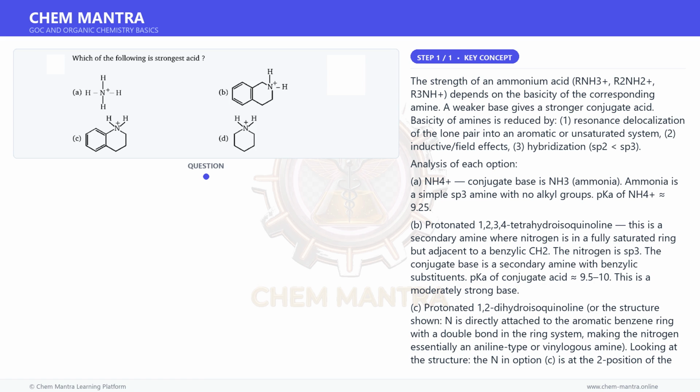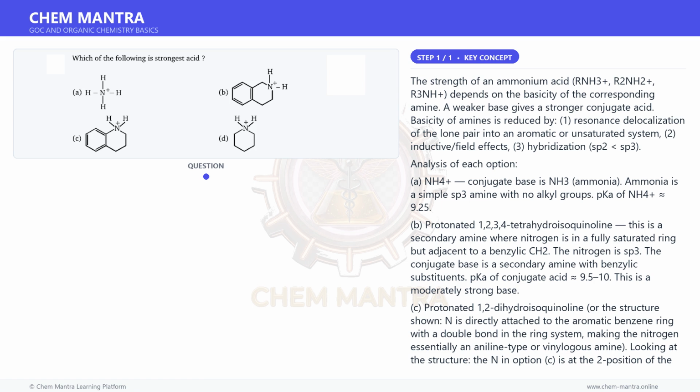The conjugate base amine is very weakly basic, like an aniline derivative, pKa of conjugate acid 5 or lower. This makes the conjugate acid, C, the strongest acid among the options. D. Protonated piperidine. Piperidine is a secondary aliphatic amine, one of the most basic amines. pKa of piperidinium is 11.1. This is the weakest acid in the series. Ranking of acid strength, highest to lowest: C, A, B, D.